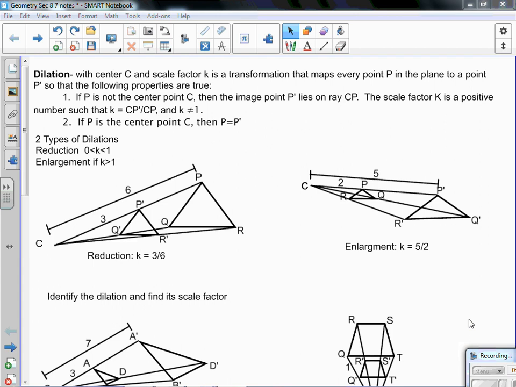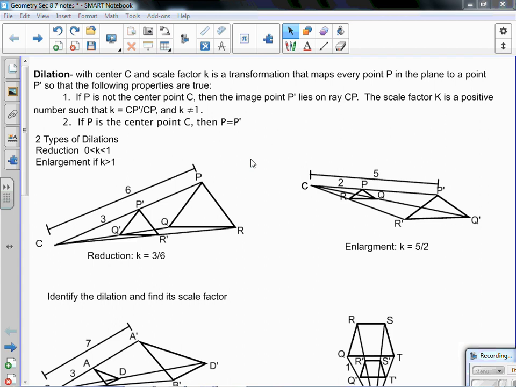All right, so section 8.7, dilations. A dilation with center C and scale factor K is a transformation that maps every point P in the plane to a point P prime. That's what that little mark right there would be read as, prime. So the following properties are true.